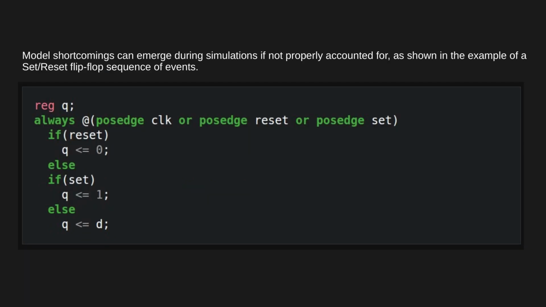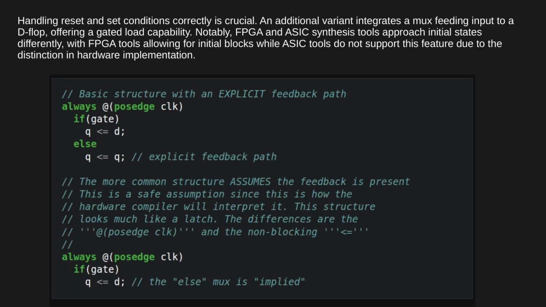Model shortcomings can emerge during simulations if not properly accounted for, as shown in the example of a set-reset flip-flop sequence of events. Handling reset and set conditions correctly is crucial. An additional variant integrates a mux feeding input to a D-flop, offering a gated load capability. Notably, FPGA and ASIC synthesis tools approach initial states differently, with FPGA tools allowing for initial blocks, while ASIC tools do not support this feature due to the distinction in hardware implementation.